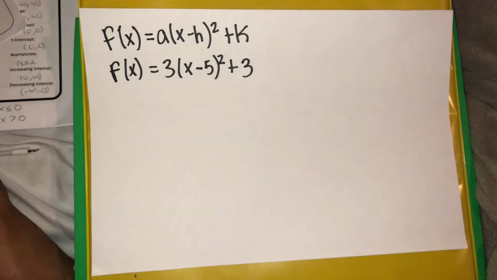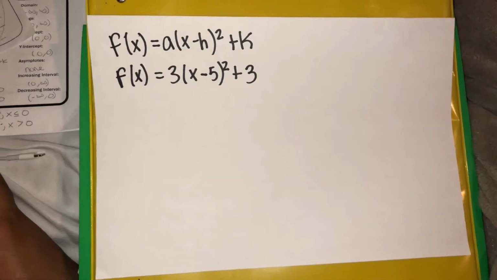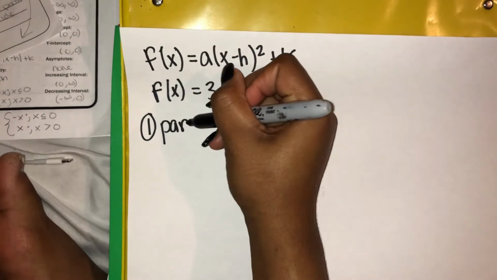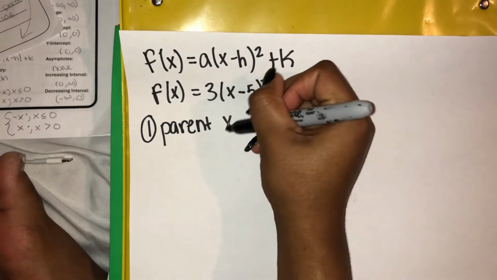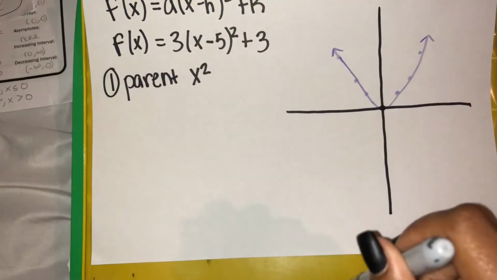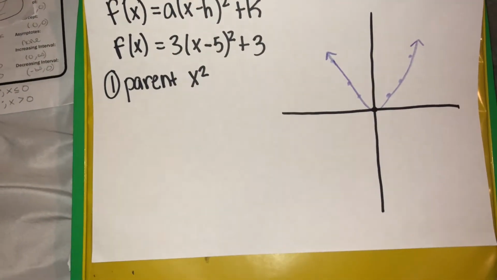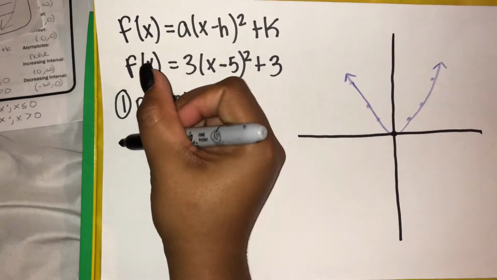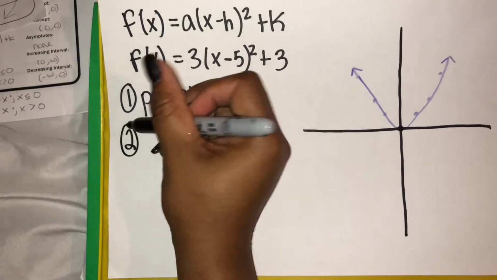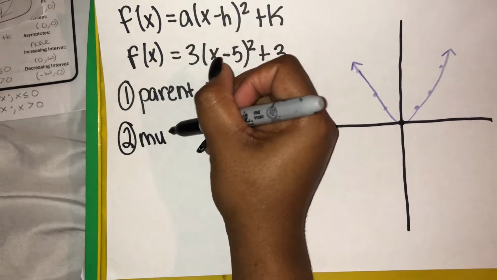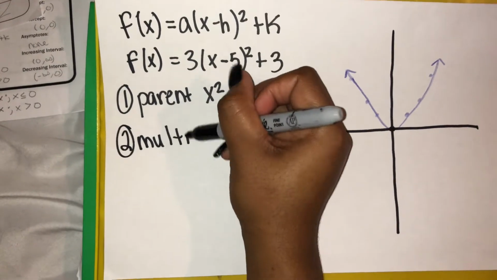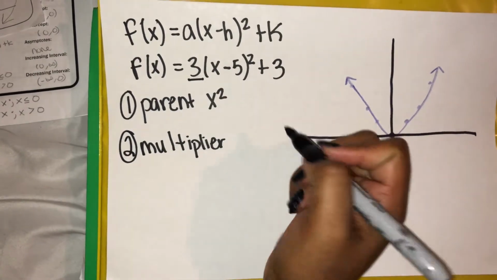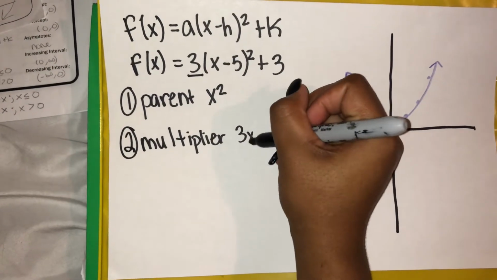To start off the problem, the first step is having the parent function. As we just went over, the parent function is x squared. Now the second step is to do the multiplier, which is going to be a. In our case, our multiplier is 3. So we'll do 3x squared.